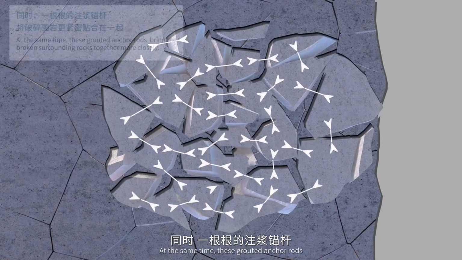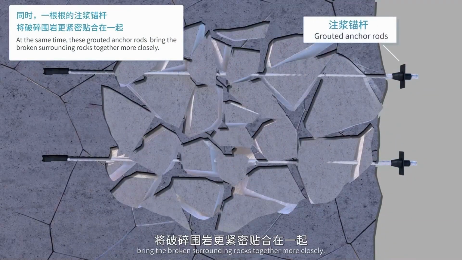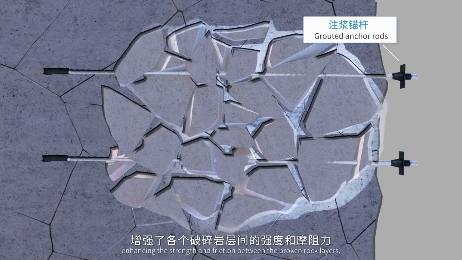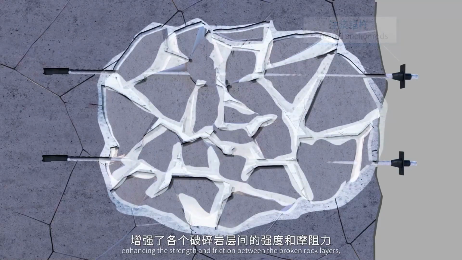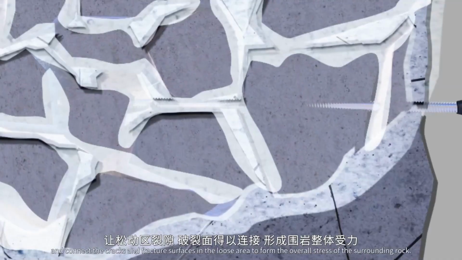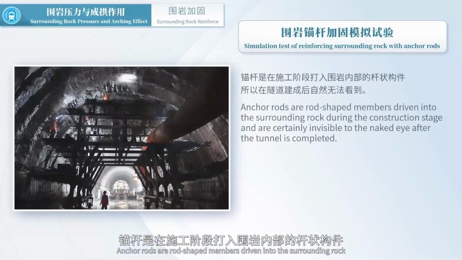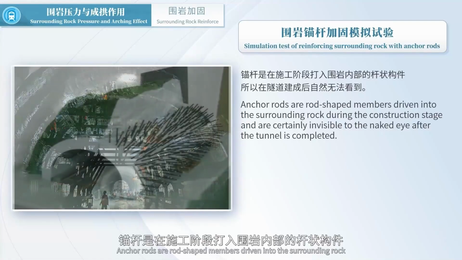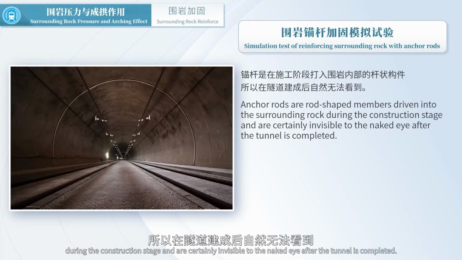At the same time, these grouted anchor rods bring the broken surrounding rocks together more closely, enhancing the strength and friction between the broken rock layers, and connect the cracks and fracture surfaces in the loose area to form the overall stress of the surrounding rock. Anchor rods are rod-shaped members driven into the surrounding rock during the construction stage and are certainly invisible to the naked eye after the tunnel is completed.